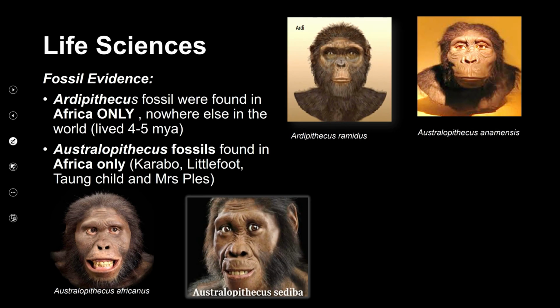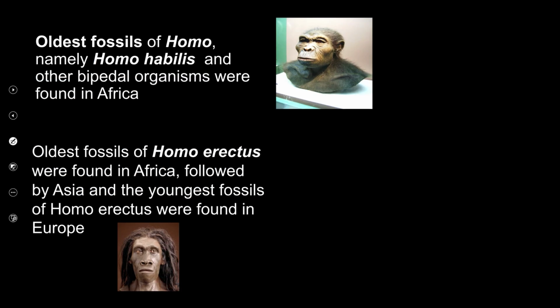All right, so let's have a look at the evidence for the out of Africa hypothesis, and very important is fossil evidence, and here we have to look at important wording. Ardipithecus fossils were found in Africa only. They were found nowhere else in the world, and they lived about 4 to 5.5 million years ago. And then the second group is Australopithecus, and those fossils were also only found in Africa, nowhere else in the world.